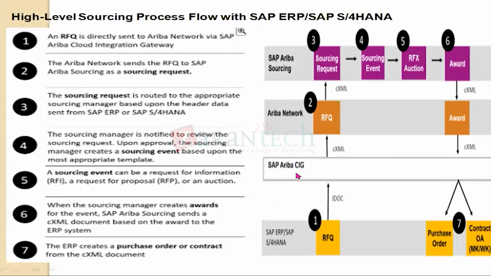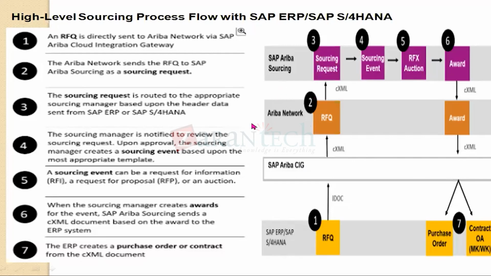Once it reaches Ariba CIG, you know SAP ERP speaks a different language and Ariba speaks a different language. So when this information comes to Ariba CIG, the CIG converts the IDOC information into XML information, and that XML information comes to your Ariba Network and reaches the Ariba sourcing solution. There, a sourcing request will be created automatically with the reference of the RFQ sent from the ERP system.